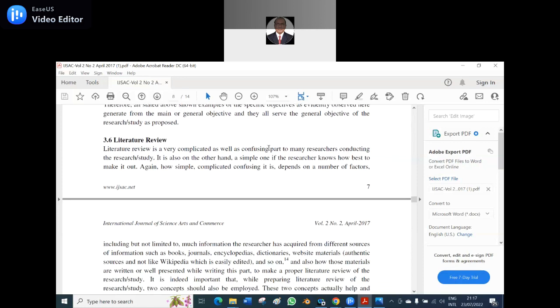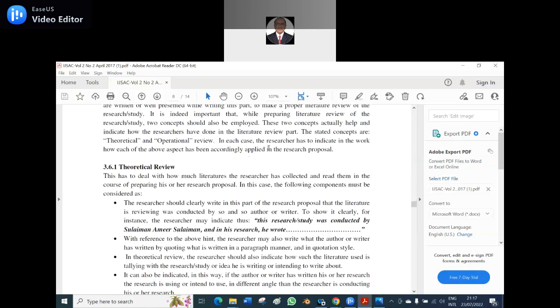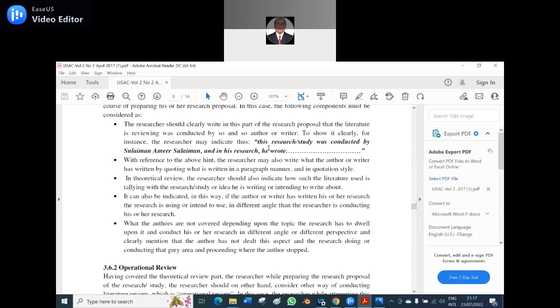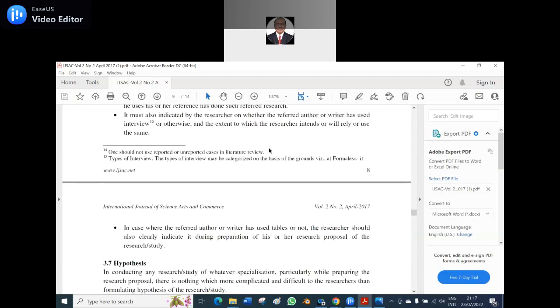So in the literature review, I told you there are theoretical reviews, and there is an operational review, a practical review also. In both reviews, the one point that is very clear is that he did not do it, and another researcher wants to cover that area. That should be explicitly written in the literature review.